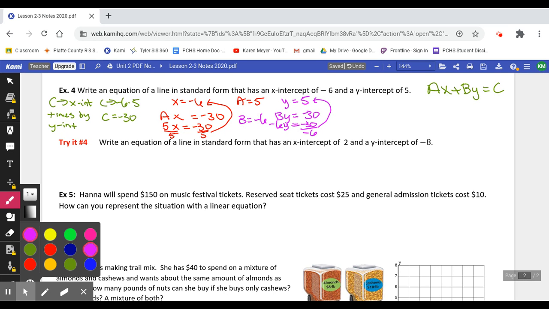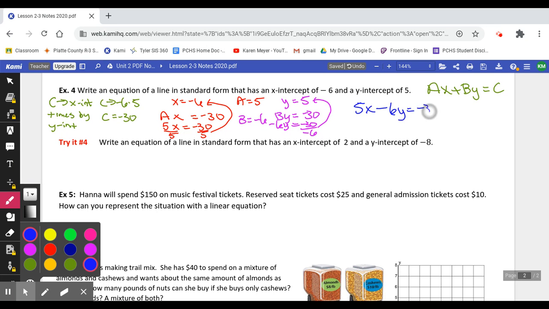Okay, and then we could kind of make a little conclusion here. Do you notice that we said A is 5, and where else do you see 5 in the problem? Well, you see the y-intercept is 5. So actually the y-intercept number goes in front of x, and the x-intercept number actually goes in front of y.